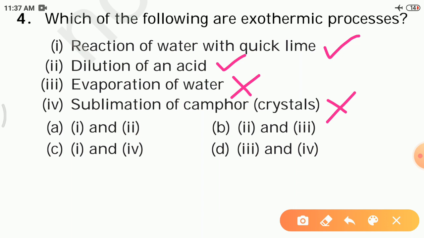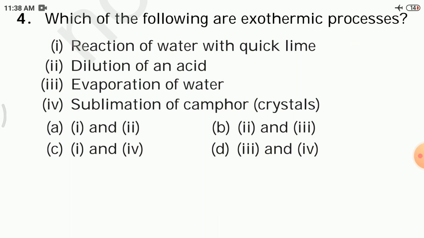Now the correct answer is first and second, and the option with first and second is A. So A is the correct answer. First and second are exothermic processes.